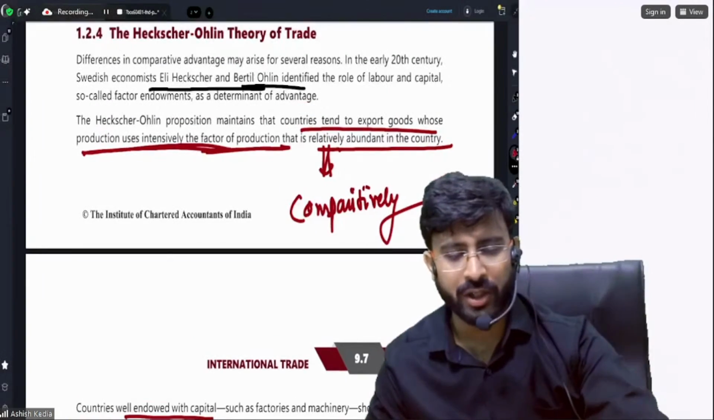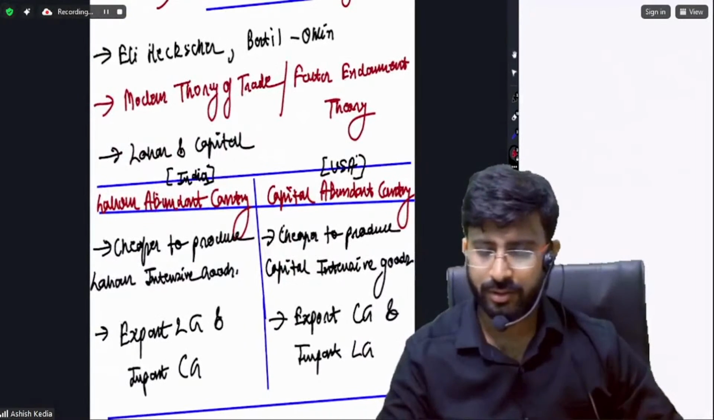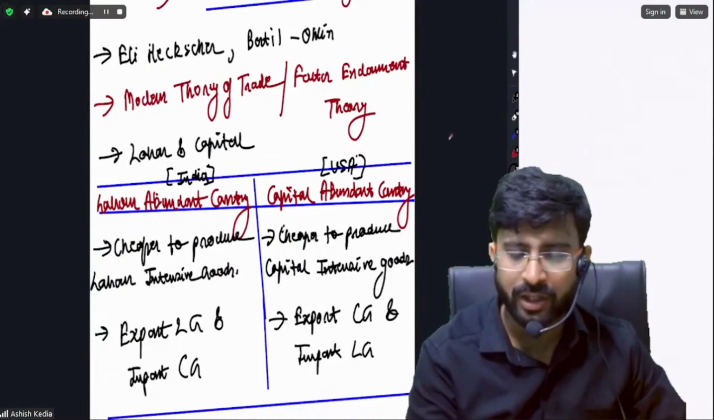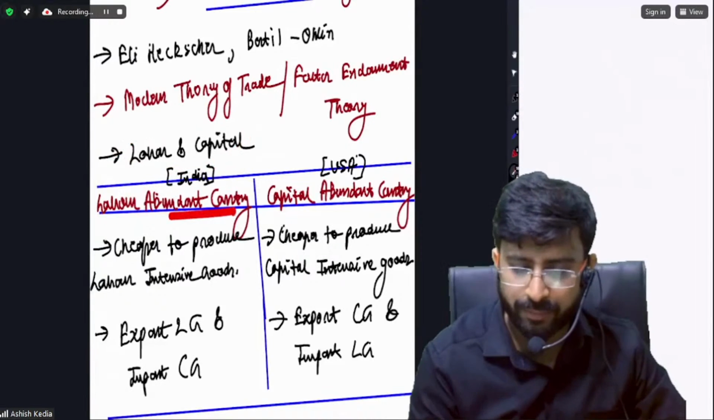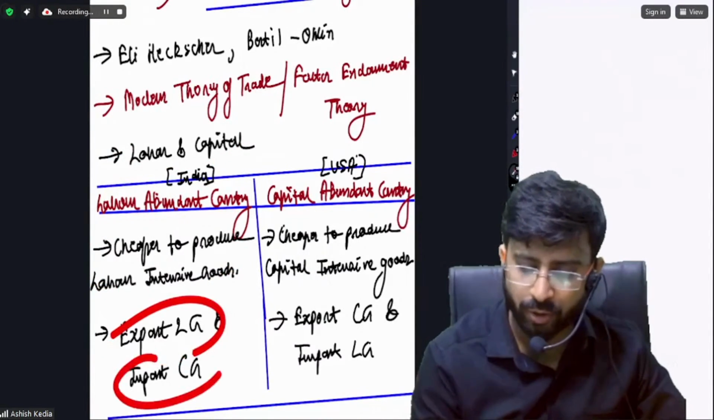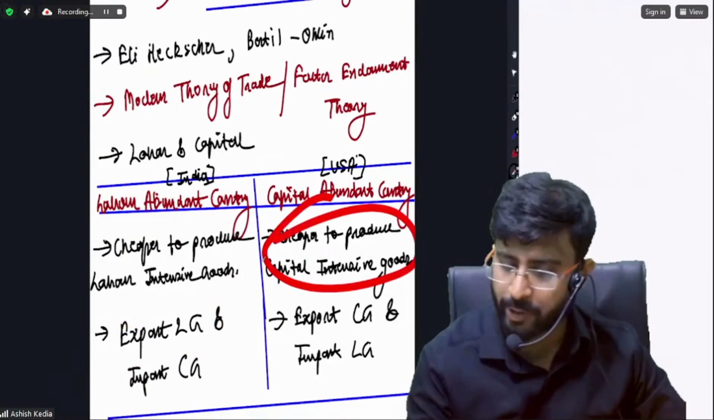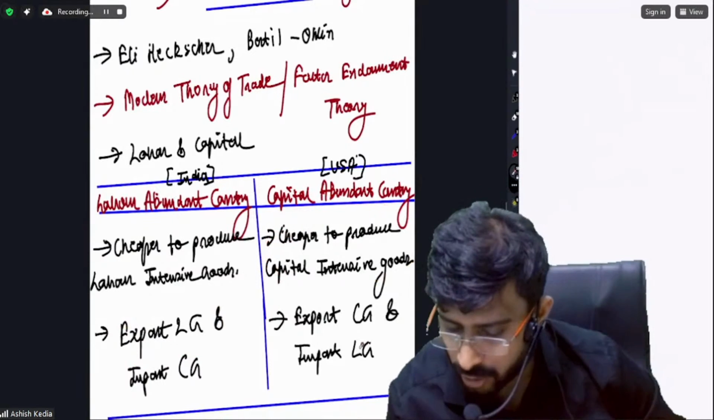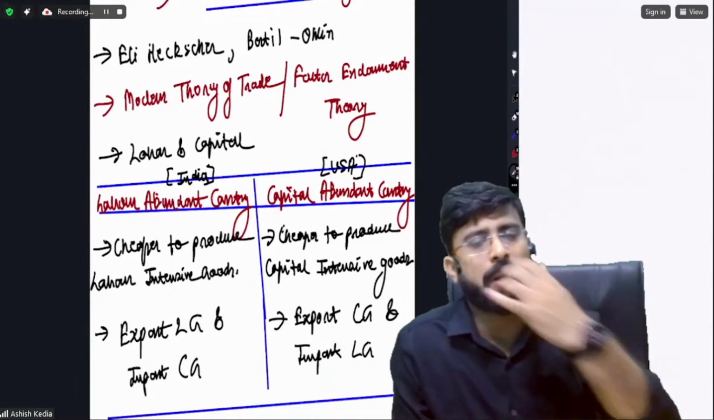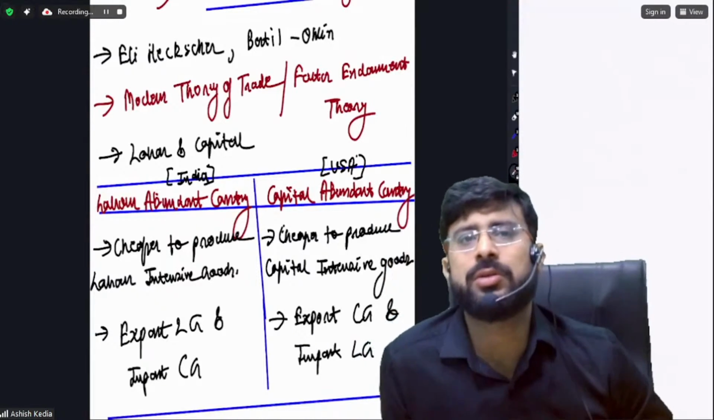So for the Heckscher-Ohlin theory, the main portion that you need to know for MCQ is this: Eli Heckscher, Bertil Ohlin, modern theory of trade, factor endowment theory, labor and capital. If you have labor abundance, it is cheaper to produce labor goods, export labor goods, import capital goods. If it is a capital abundant country, then it is cheaper to produce capital intensive goods, export capital goods and import labor goods. Friends, is that clear? Yes or no?